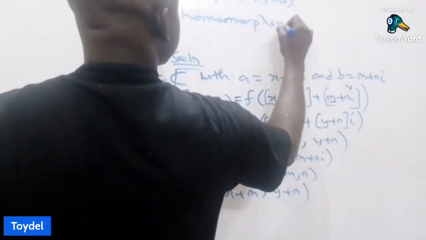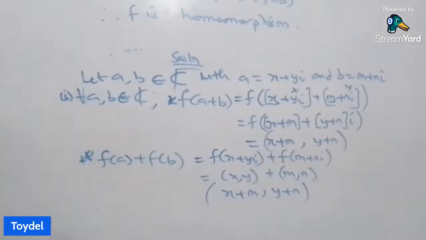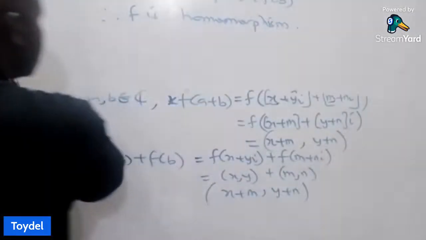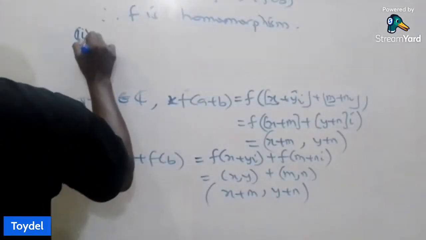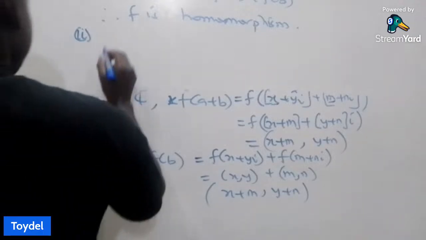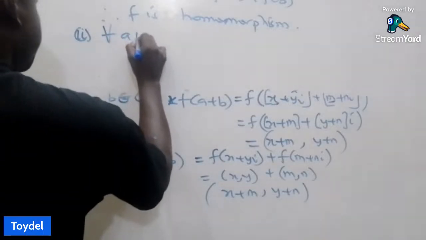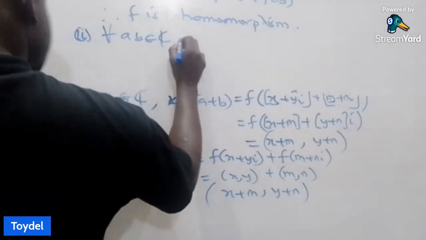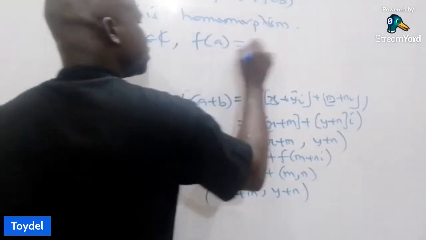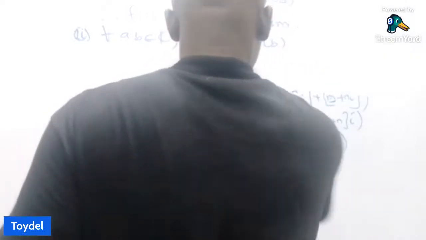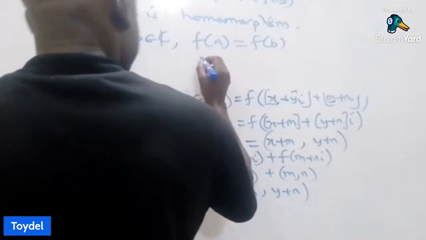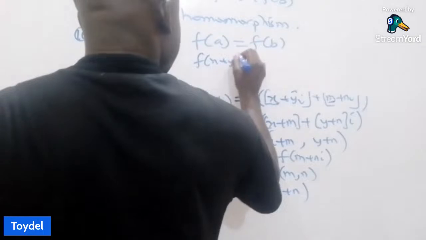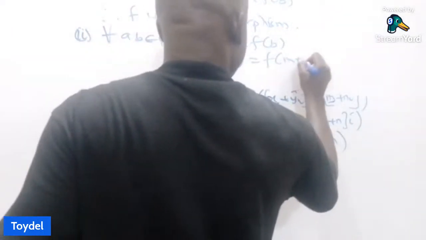F is homomorphism. So we have been able to prove 1 out of 3, because isomorphism is a bijective homomorphism. So we've been able to show 1. So we go to the second condition. We want to show one to one. So just say for all A, B that belongs to the set of complex numbers, can we find f of A equal to f of B? So can we find this? Then let's look at what is f of A. F of A will be f of x plus yi. We leave the same thing as f of m plus ni.